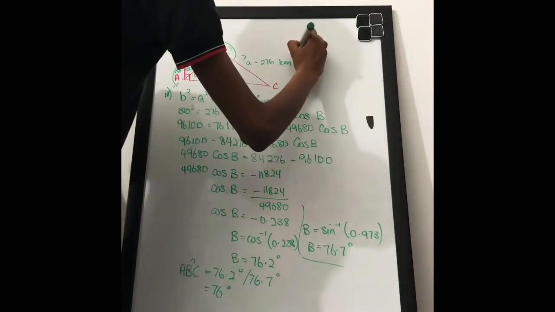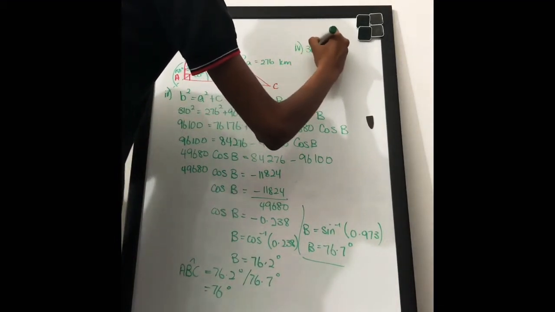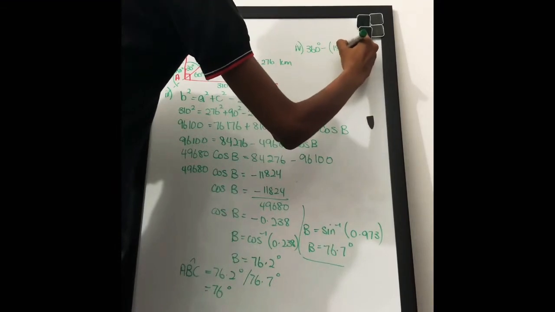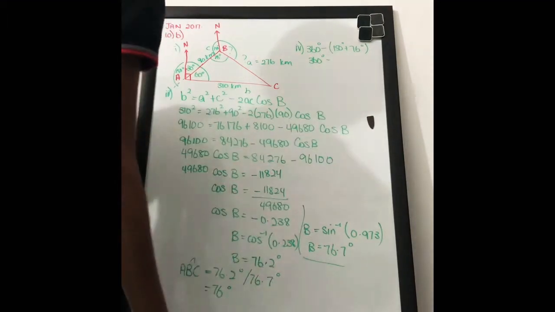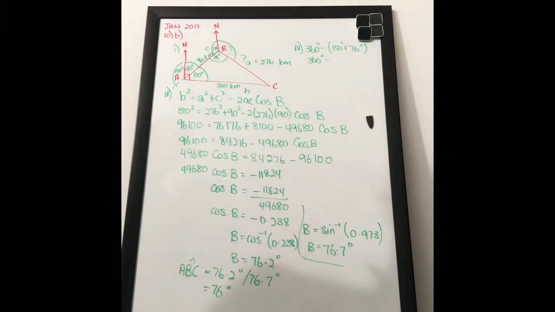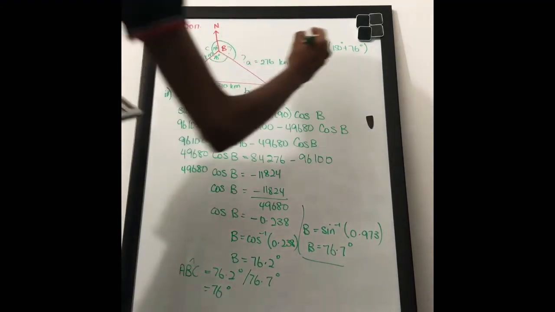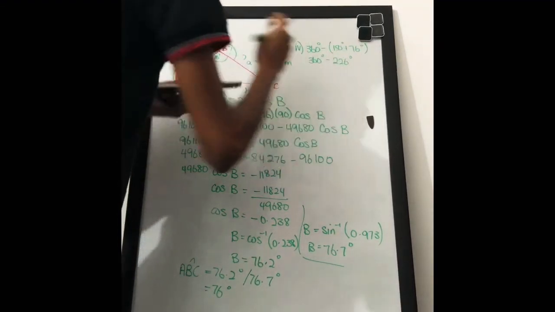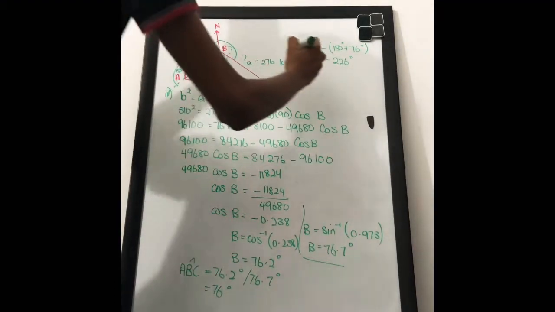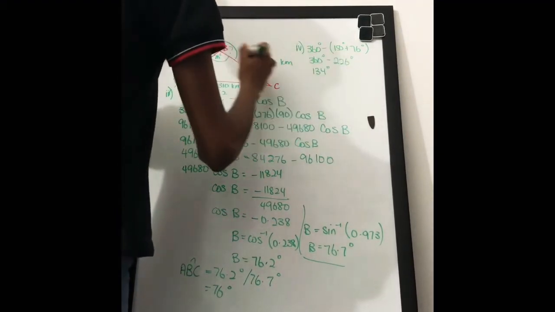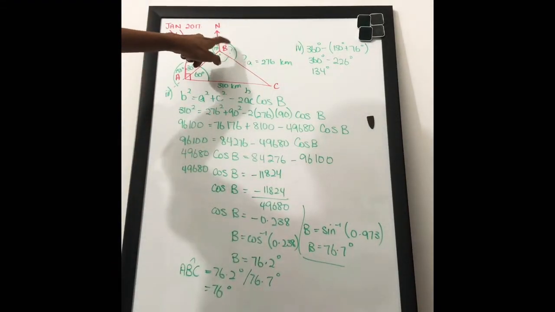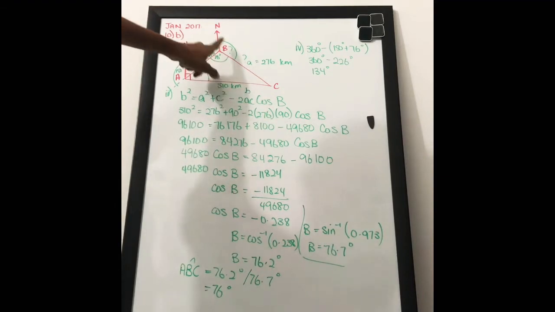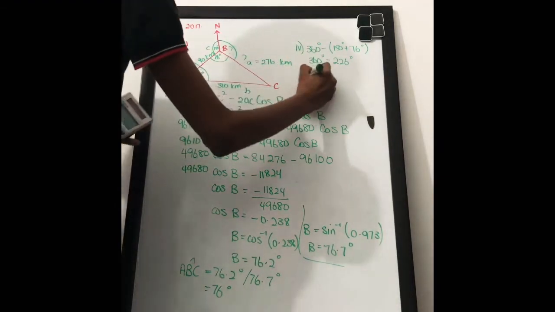So let me just do it on top here. It'll be 360 minus, 150 plus 76. 150 plus 76 is 226. Yes, it is. When we subtract it from 360, we get 134 degrees. So this angle here is 134, and that would also be our bearing of C from B. So this is our answer here.